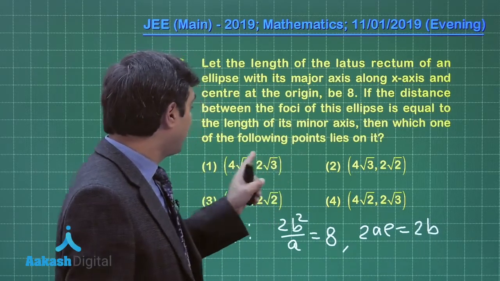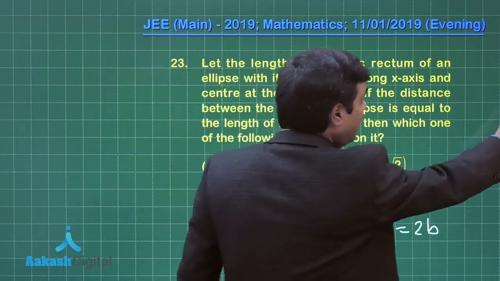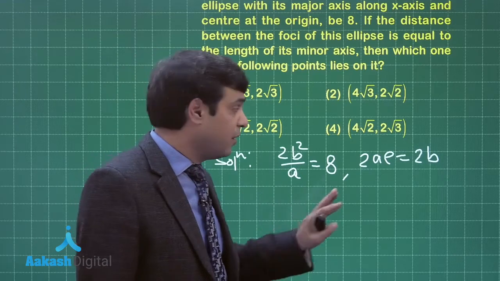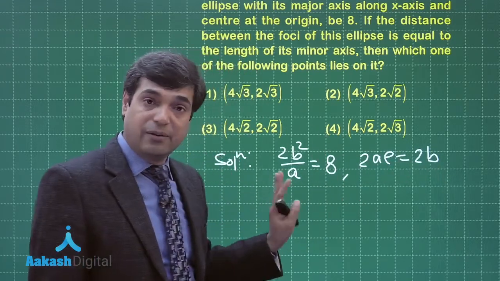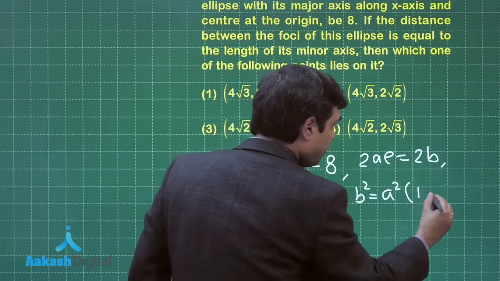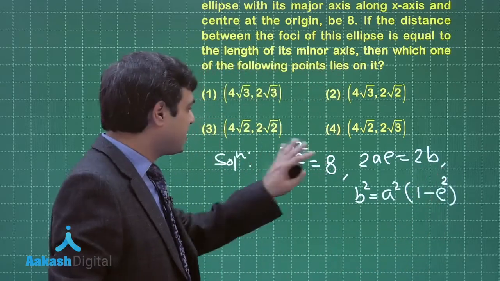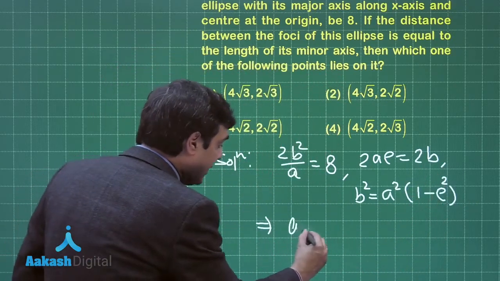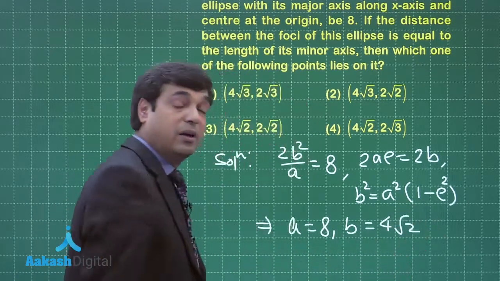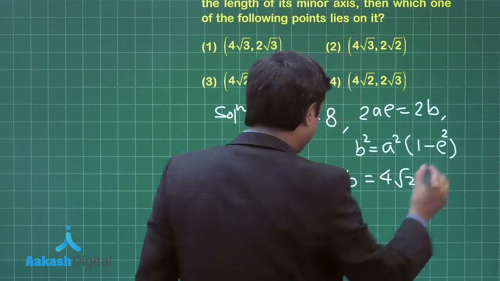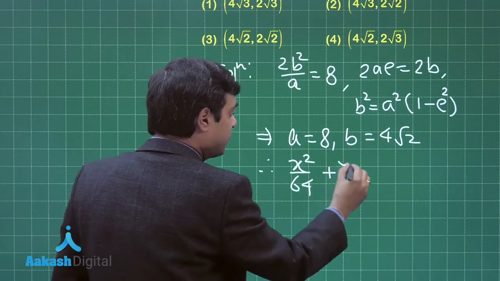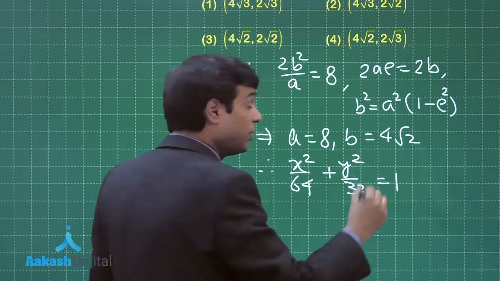Next, which one of the following points lies on the ellipse? So we need to find the equation of the ellipse first. We have 2b square is 8a, we have b equals ae, right. Also we can use one equation as b square is equal to a square into 1 minus e square, the eccentricity equation. Just simplify the data to get the value for a as 8 and b as simply 4 root 2. Simplifying, we get this result, and therefore we can say the equation of the ellipse is x square by 64 plus y square by 32 is equal to 1.